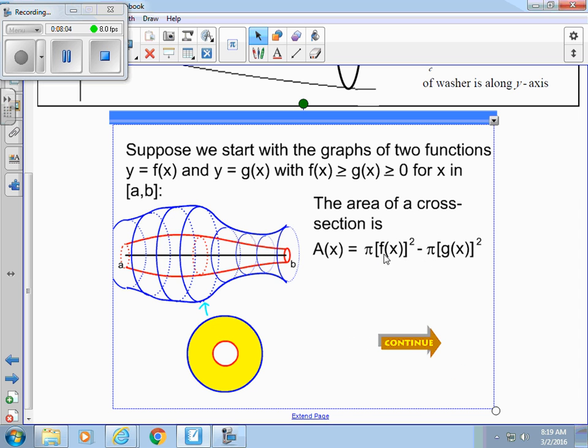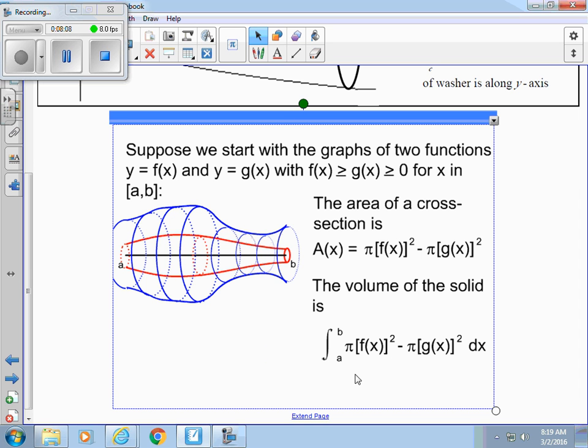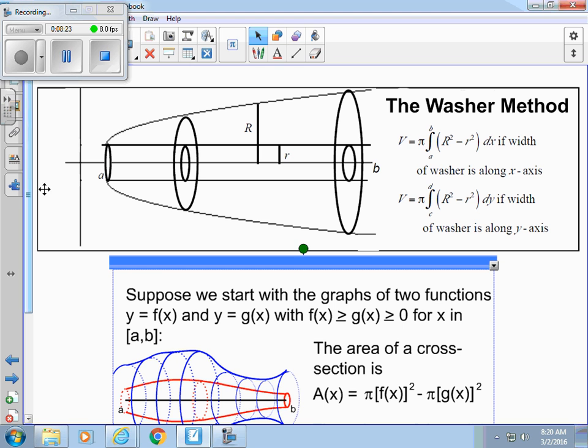So this is an area of a cross-section. And so the volume is the integral from a to b of pi r squared of the outside curve minus pi r squared of the inside curve. I'm going to go back up and let you write.